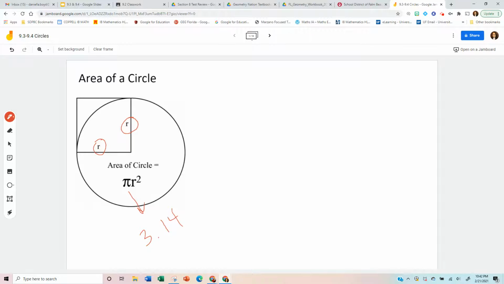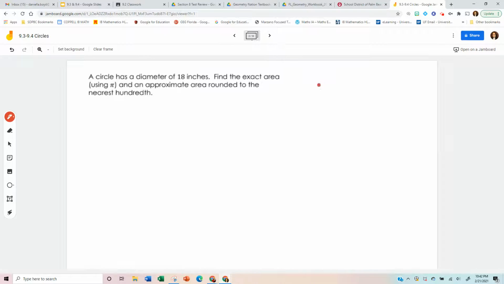Sometimes we leave pi in the answer. When we leave pi in the answer, like this, it's called exact. So this might be an exact form. When it's asking for an approximation, we use 3.14. So let's practice with that formula.